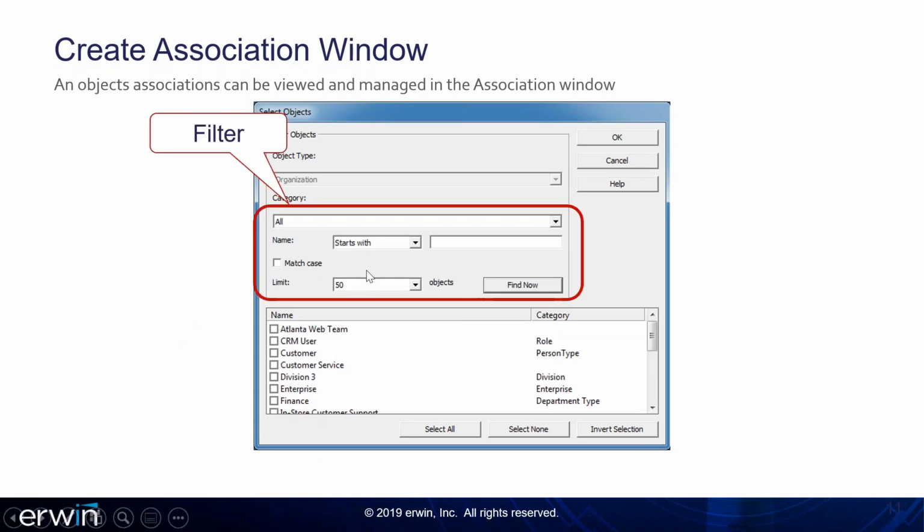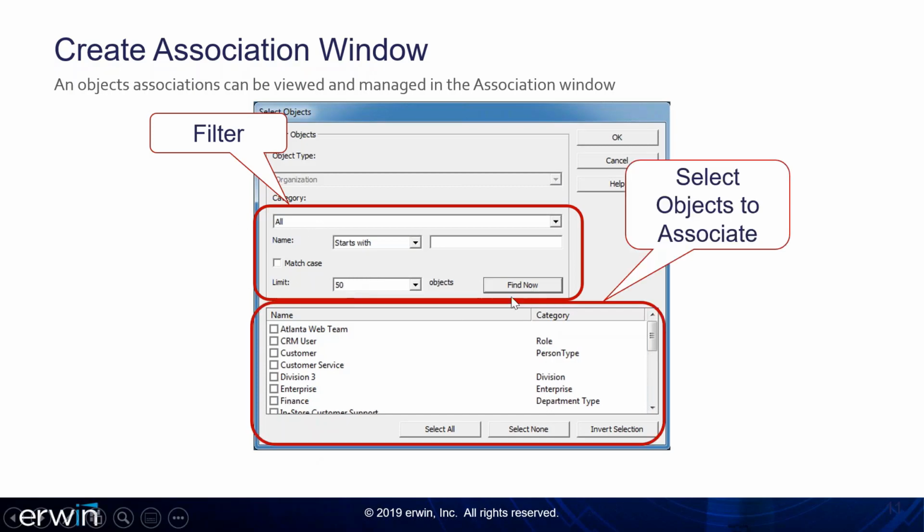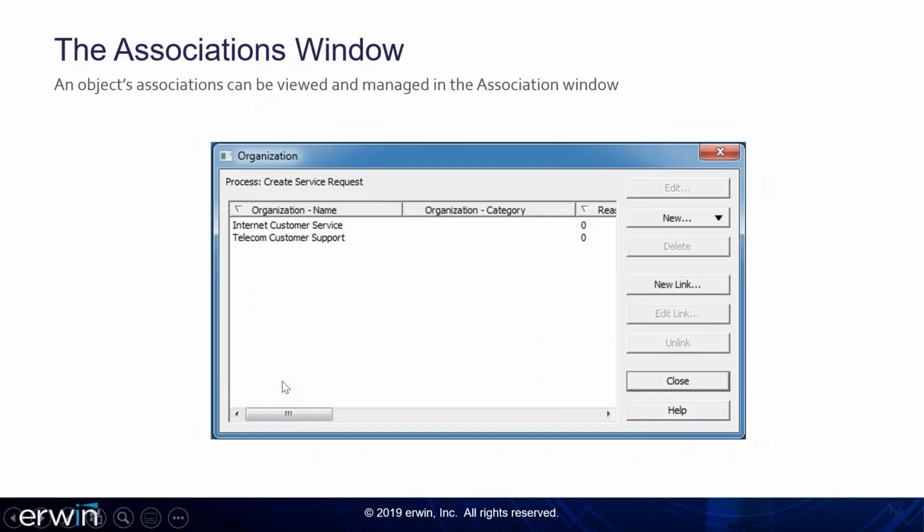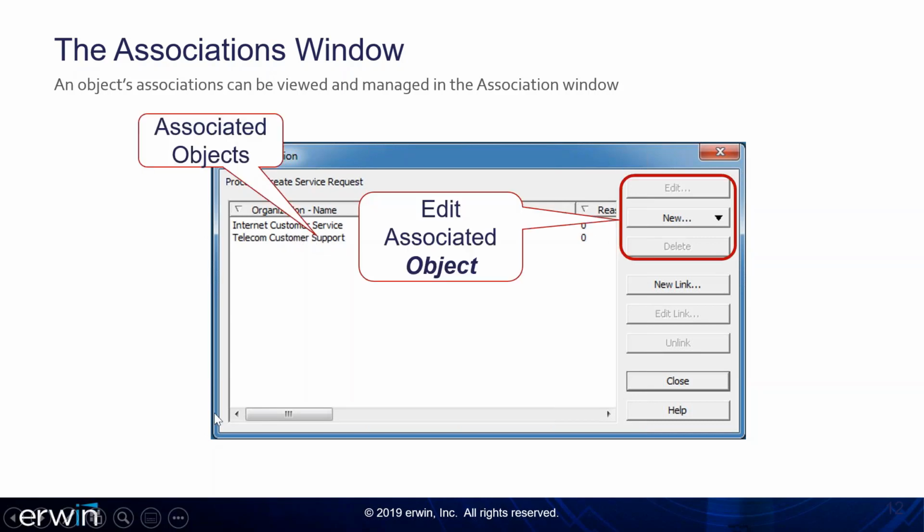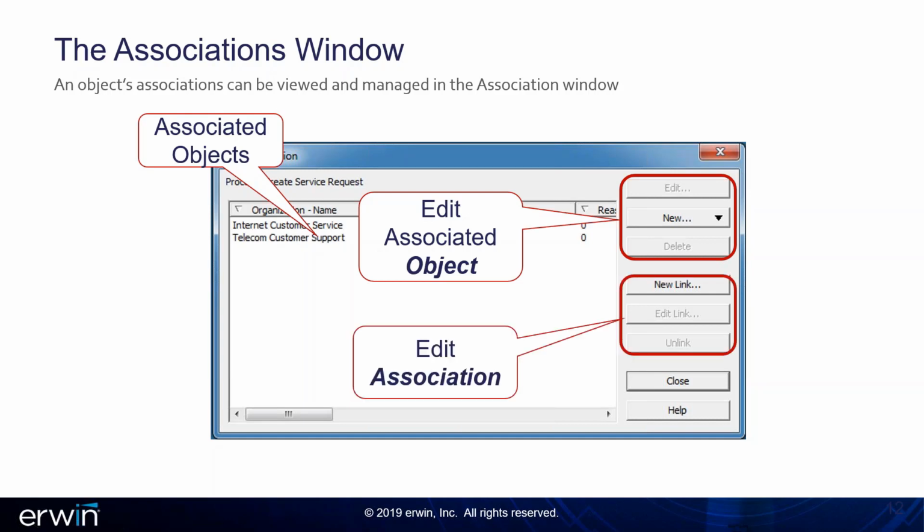You can filter in here. You can decide different ways to find it. And once you find the organizations you need, simply check off the boxes, and you'll see that they are associated because they will show up in this dialog. So this will show you the associations that now have been made, and later on, of course, you can edit the associated object. You can edit the link via these buttons here. So you can edit the associated object or edit the association itself.